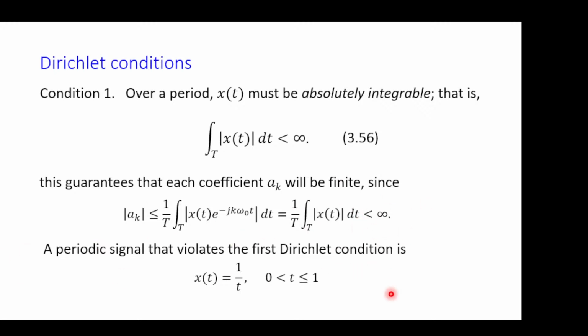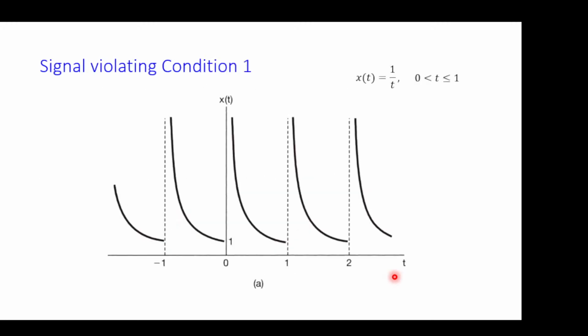And we will give a counterexample of things that violate this. We'll do this for all three conditions. We'll give an example of violating a condition to give you more idea about the condition. And here is the example. x(t) equal to 1 over t, and it's repeating with a period of 1. So between 0 and 1 it is 1 over t, and between 1 and 2 it's repeating this thing. So it's 1 over, I believe, t minus 1, something like this.